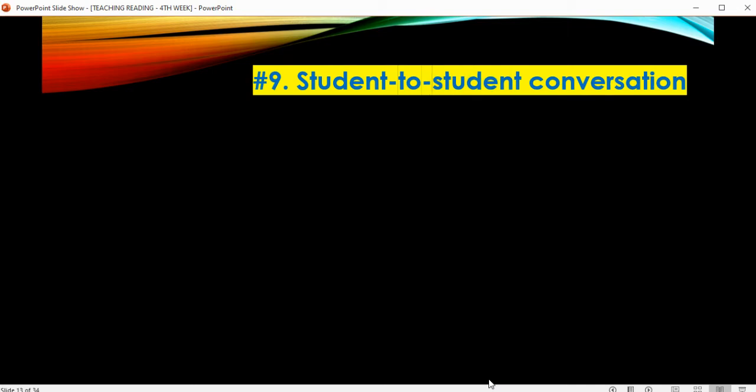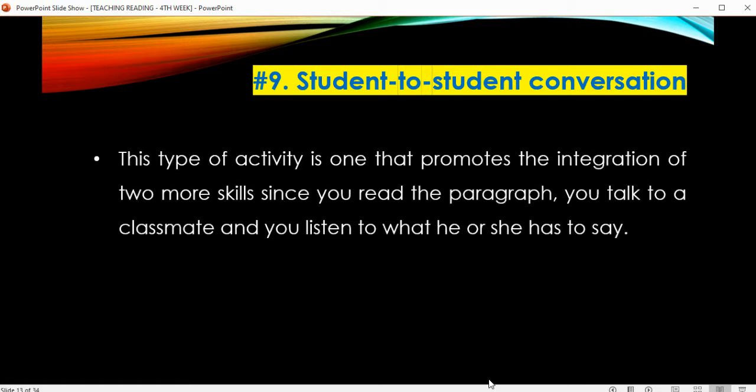The other one is an interactive activity. Remember that reading must not be just passive. Remember that reading must be an active process, all right? An active process where students can share their ideas, they could read together, they could analyze some activities or some strategies, all right? And this activity promotes this. So, what are we going to do? This type of activity is one that promotes the integration of two or more skills since you read the paragraph, you talk to a classmate and you listen to what he or she has to say.